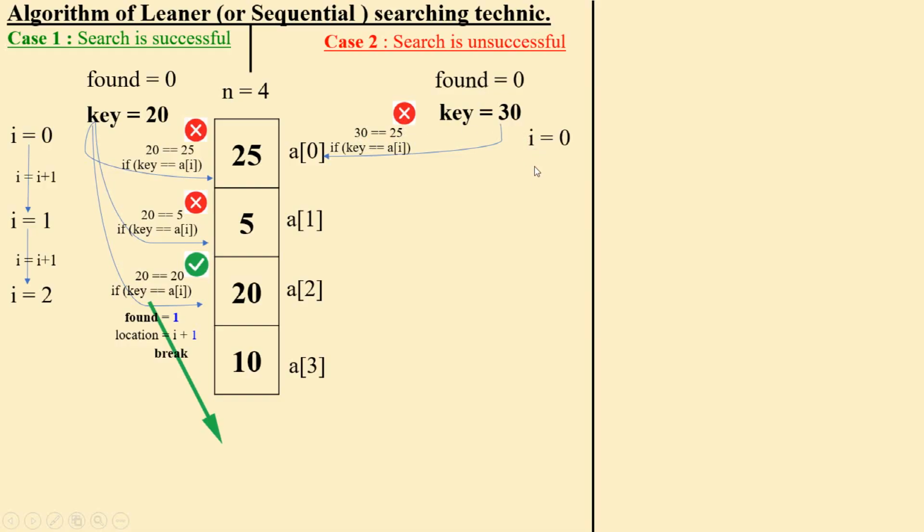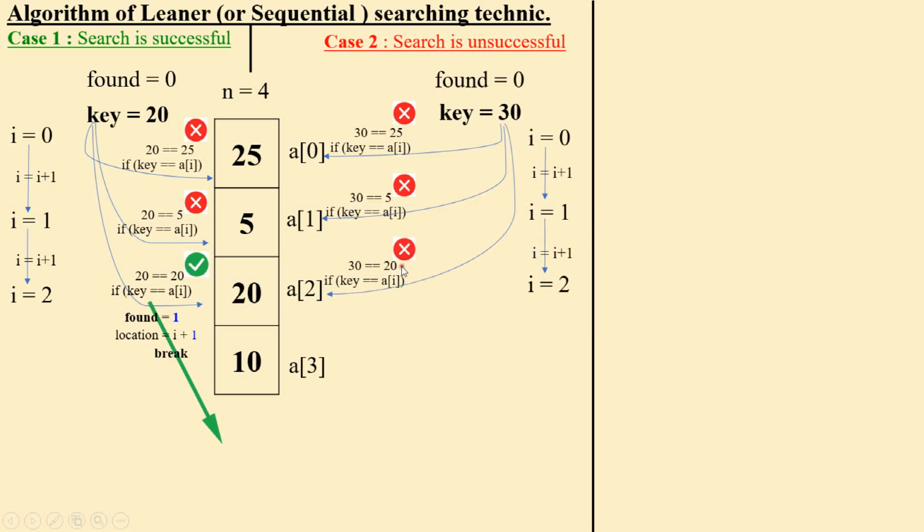Are both equal? No. So, let's continue to the next element of the array by incrementing the value of I by 1. Are both equal? No. Let's continue to the next element by incrementing the value of I by 1. Are both equal? No. So, let's continue to the next element by incrementing I by 1. Are both equal? No. So, we are trying to move to the next element in the array.